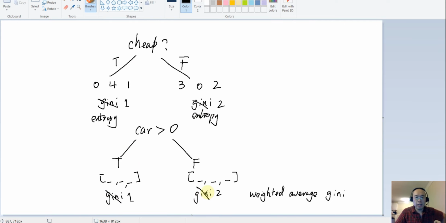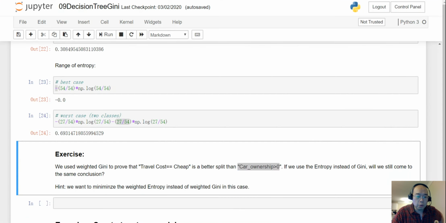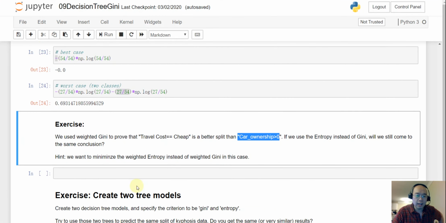And my task for you should be, if we switch everything from Gini to entropy, are we going to get consistent results? So in this one, we say this one is a better split than this one using the weighted average Gini. If we switch to weighted average entropy, are you still going to get the same result? So this will be exercise 3 in this lecture. No, this is not the last exercise. We have one more to go. Okay, so spend some time on this part and see if the Gini and entropy are giving you consistent results or not. So I will see you in the next video.